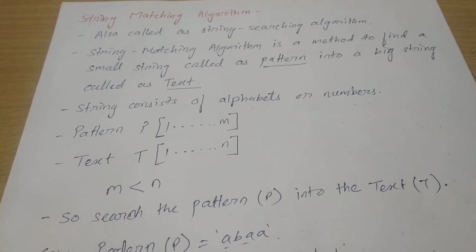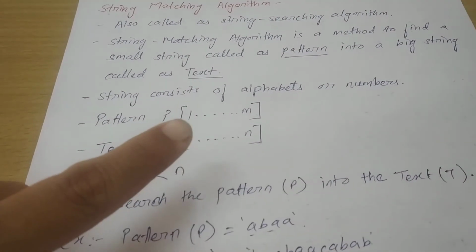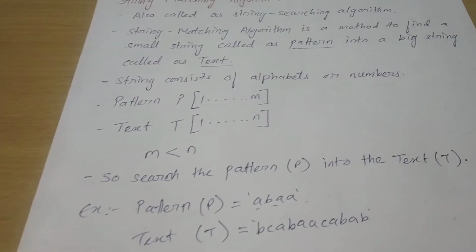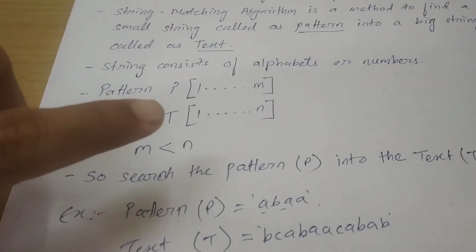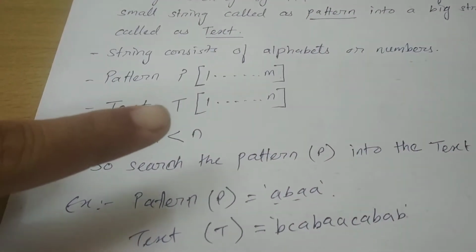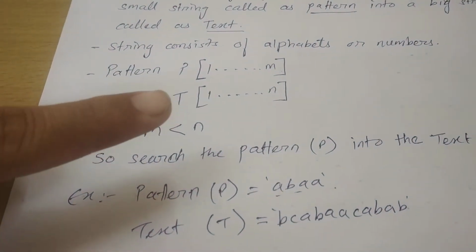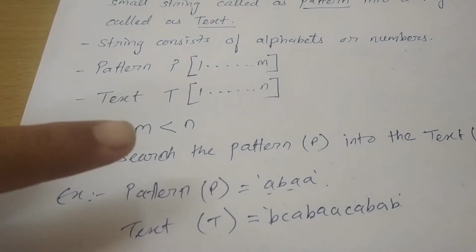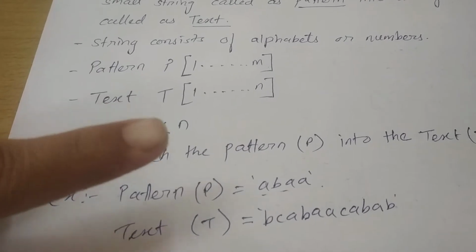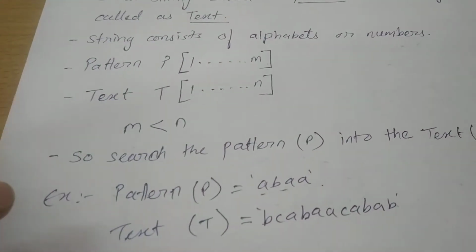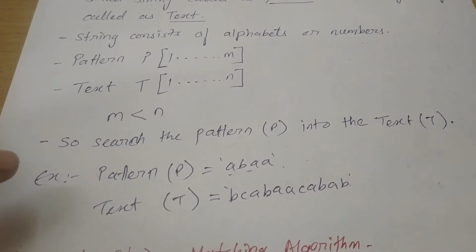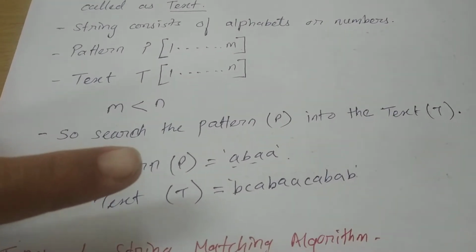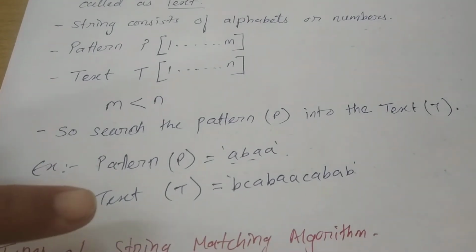The next question is: what is a pattern? A pattern is a small string whose length is m and is represented by capital P. Then, what is text? Text has a length of n and is represented by T. So the pattern is always smaller than the text, so the length of the pattern is less than the length of the text. Next, we have to search for the pattern in the text. For example, here is a pattern consisting of alphabets, and we have to search whether it occurs in the text or not.